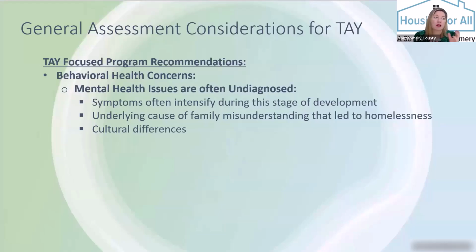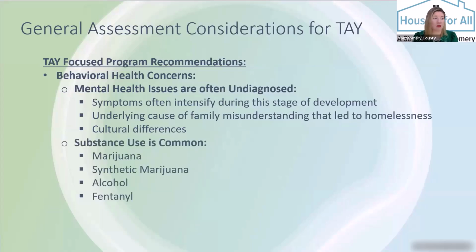So the TAY focus program providers have observed that mental health often is one of the underlying causes of the family misunderstanding that can lead to homelessness. Families maybe aren't equipped to support the person's behavioral health issues. There are a lot of cultural differences that could prevent the family from wanting the TAY to be diagnosed. Or maybe they can't access health insurance, and so there's no way for them to get formally diagnosed with a mental health disorder. So there's a lot of undiagnosed mental health issues that have to be addressed for folks in this age group. So it's something to pay attention to, to make sure you're effectively supporting them if that is something they're bringing in their unique situation.